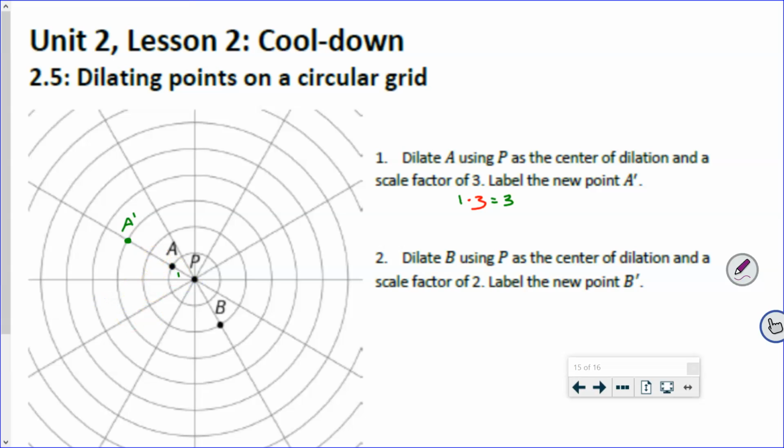And now let's do the next point. The next point says dilate B using P as the center of dilation and a scale factor of 2. So this is 1, 2 away. And a scale factor of 2 means 2 times 2 means how far away is this one going to be? 4 away from that center. So 1, 2, 3, 4. Here is B prime.